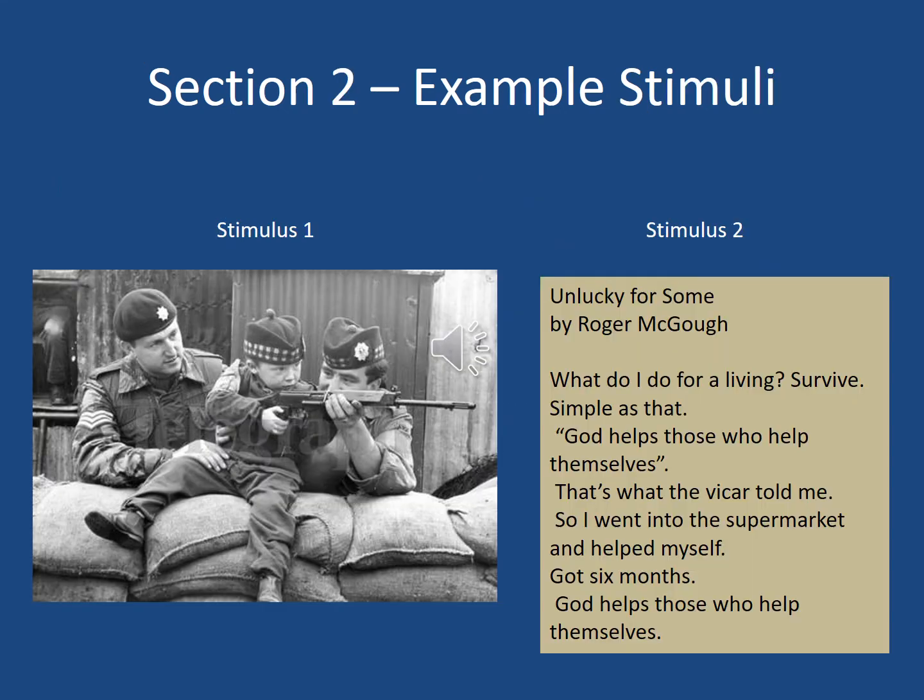In Section 2 of the written exam, students have a choice of 3 different stimuli to base their answers on. This is usually an image, such as a photograph, a short piece of script or a poem, and usually something like a saying.